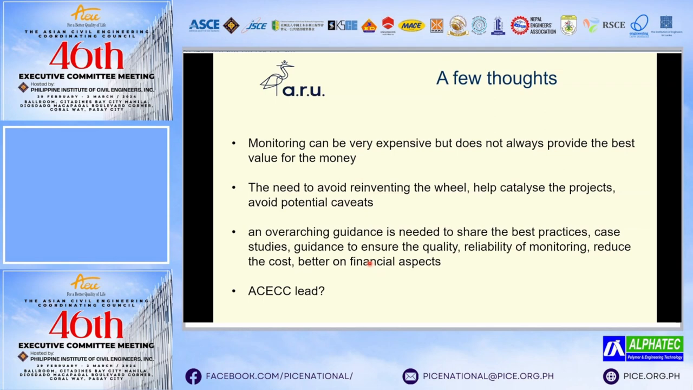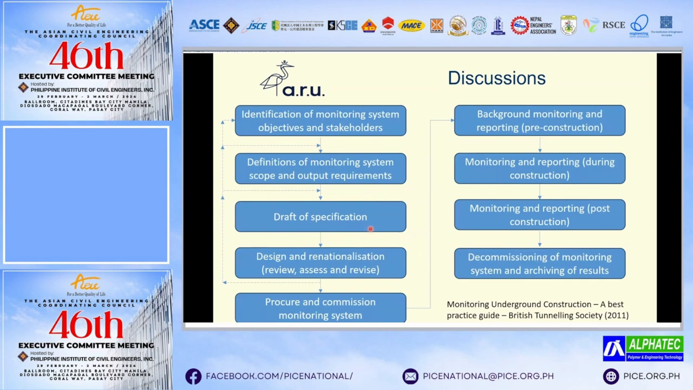And because of TC-28 and also ACECC cover this sort of area, and I understand in Southeast Asia, at least two countries have a significant amount of tunnel projects being planned. So I would like to suggest that if we can have an overarching guidance on this topic, that could be beneficial for the member countries. This is an example of a very generic guidance from the British Tunneling Society on how to conduct best practice for underground work monitoring systems.